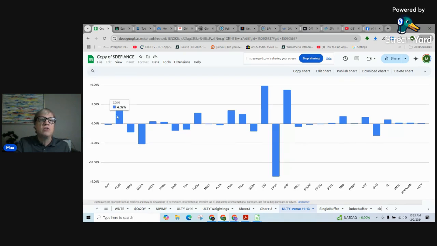All right, but now let's see what's doing well. Coinbase is doing well. ZIM is doing well. Abercrombie and Fitch is doing well. Looks like the average is up about a quarter point, and ULTY is up about 15 bips. Nice job, guys. Now, let's check out the weightings.